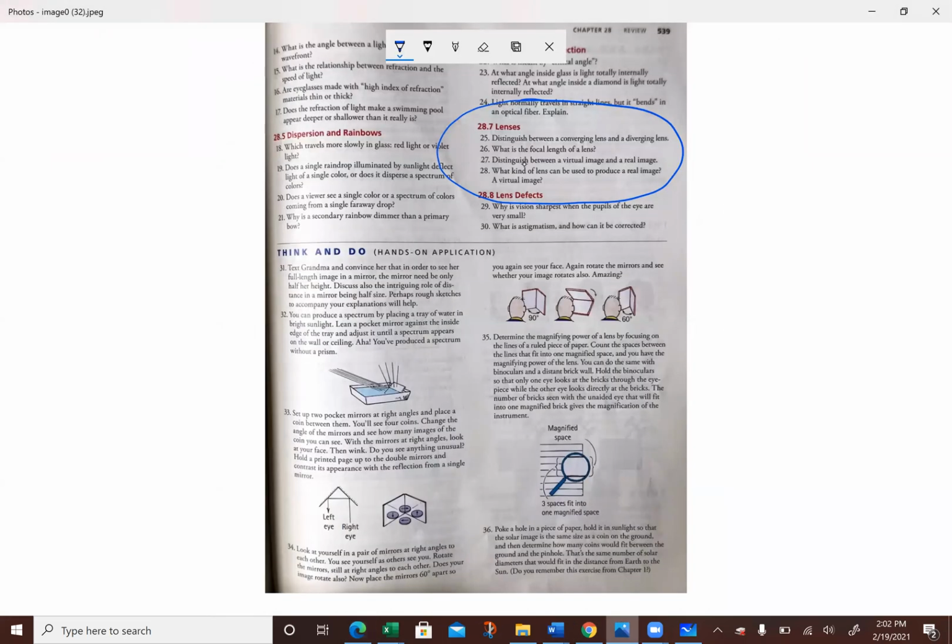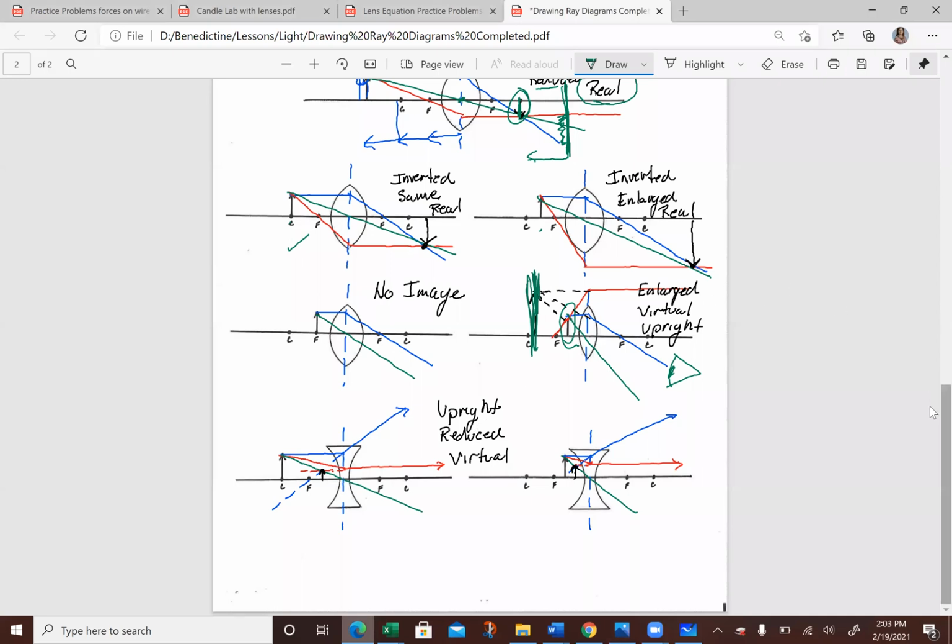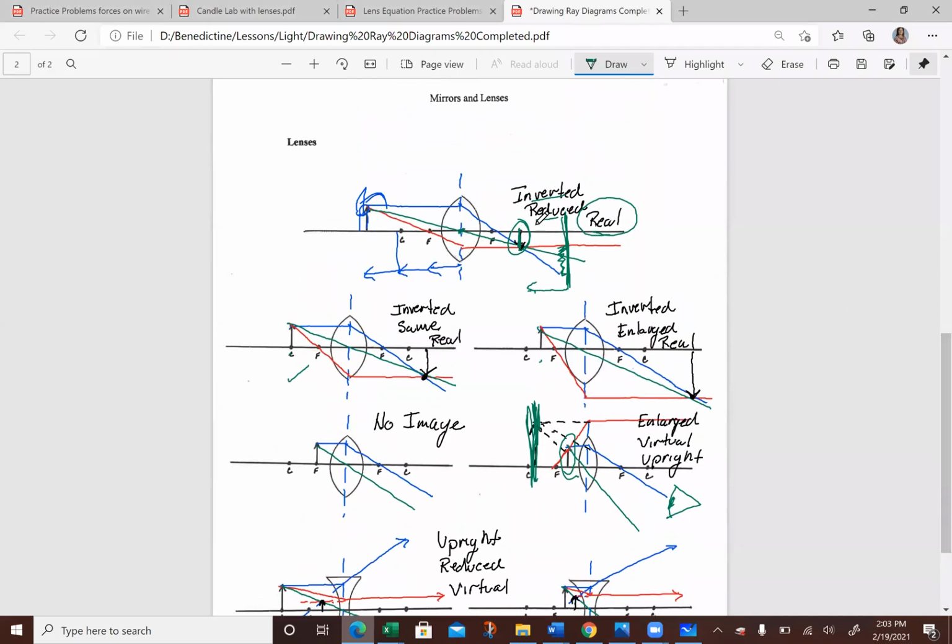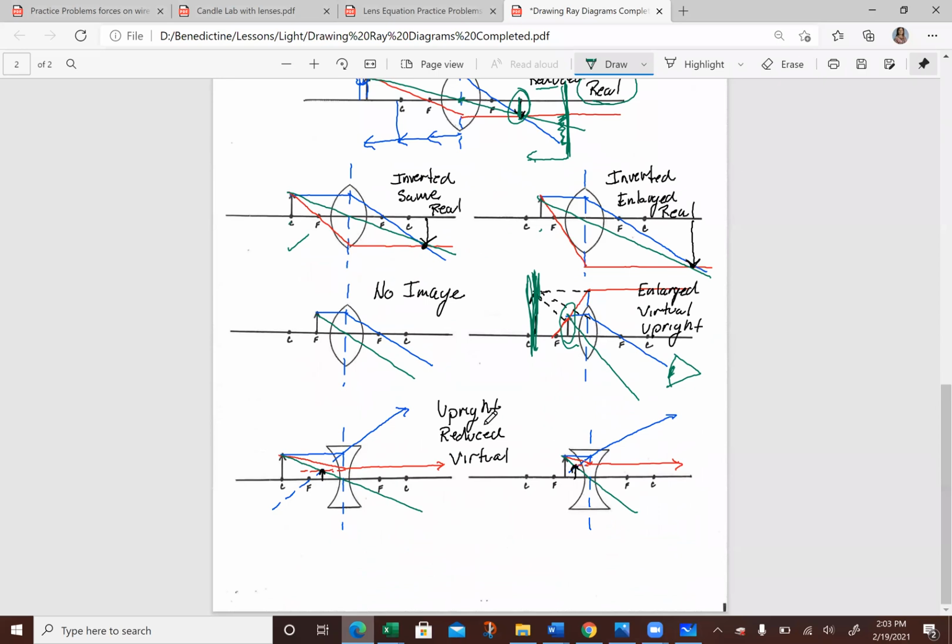So the difference: a virtual image is made from diverging light and cannot be projected onto a screen, while a real image is made from converging light and can be projected onto a screen. Both can be seen by our eyes. So our final question, number 28: what kind of lens can be used to produce the real and the virtual image? We go back to our ray diagrams. Only a converging lens can produce both, whereas the diverging lens only produces virtual.